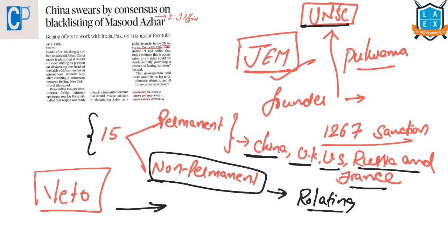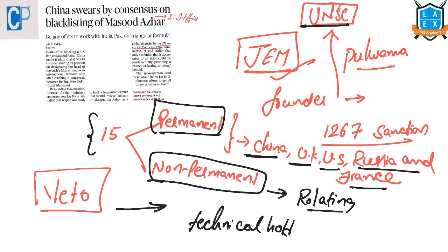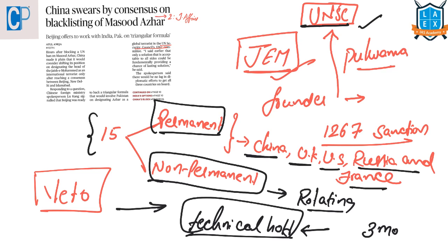As we said, these permanent members have veto power. That means using this veto power on any decision, they can put a technical hold. If at least one country is not in accordance with the decision taken by the committee, it can put a technical hold. What is meant by a technical hold? Once a technical hold is placed, the issue cannot be brought back to the United Nations Security Council for 3 more months. Only after 3 months can the issue be brought back to the committee. That is what is meant by a technical hold.